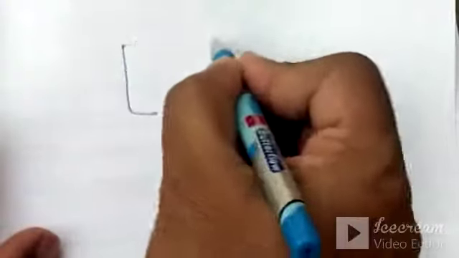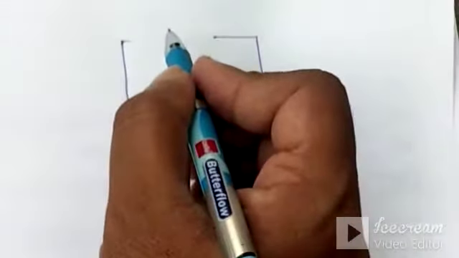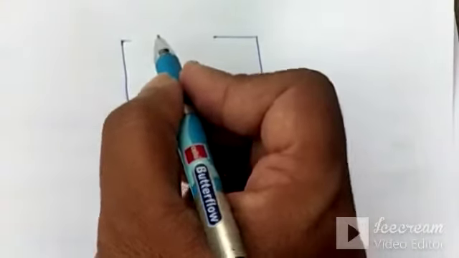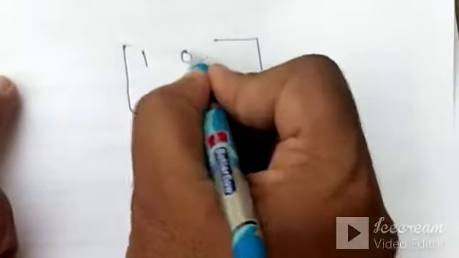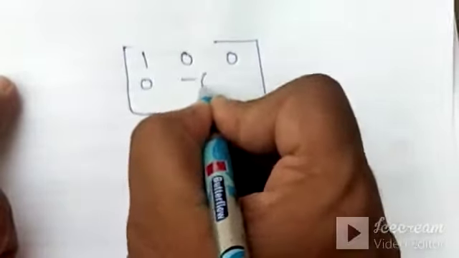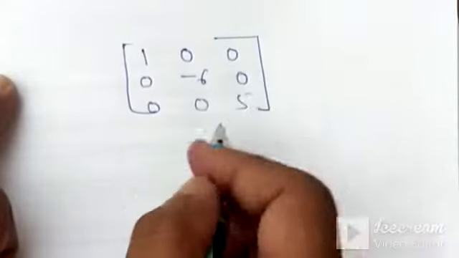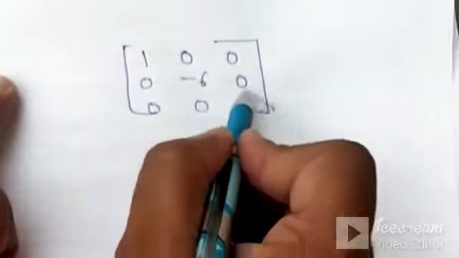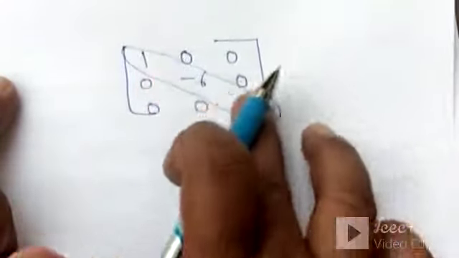See, I will give an example here for diagonal matrix. So except principal diagonal, remaining all elements are 0. So 1, 0, 0, 0, minus 6, 0, 0, 0, 5. See here, so this is the principal diagonal. Except this principal diagonal, remaining all elements are 0.